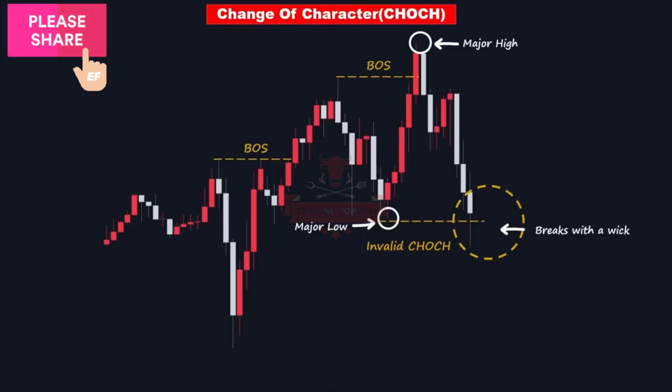For a valid change of character that provides a high probability, we need the price to break and close above the recent major high with the body of a candle. A penetration with a shadow or wick is not acceptable.